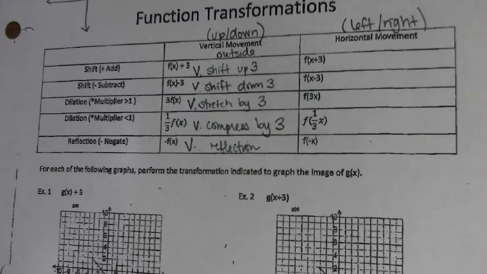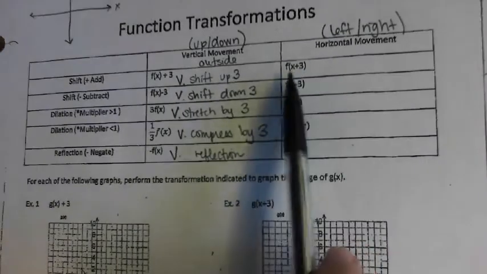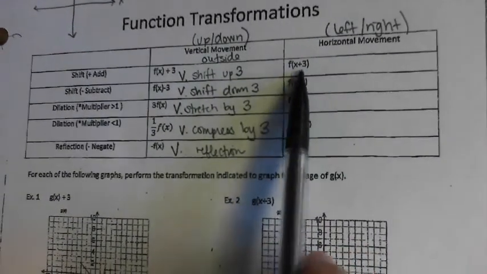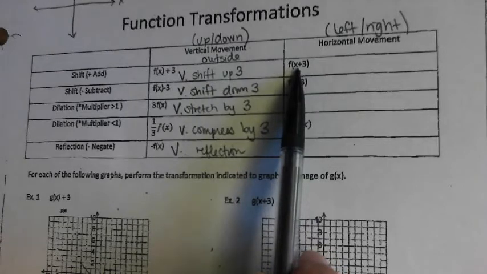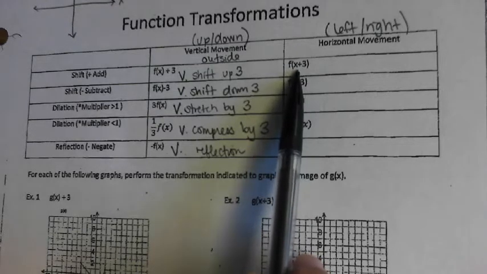Now the horizontal column, as Elena kind of said, you'll notice all of those numerical things are happening within the set of parentheses. Okay? Here's the doozy about the horizontal. Everything is going to be the opposite of what your gut instinct would be. For example, if you think about left and right movement, if you were adding 3, wouldn't you think that would move it to the right? And it doesn't. Because everything horizontal is the opposite of what you would think.